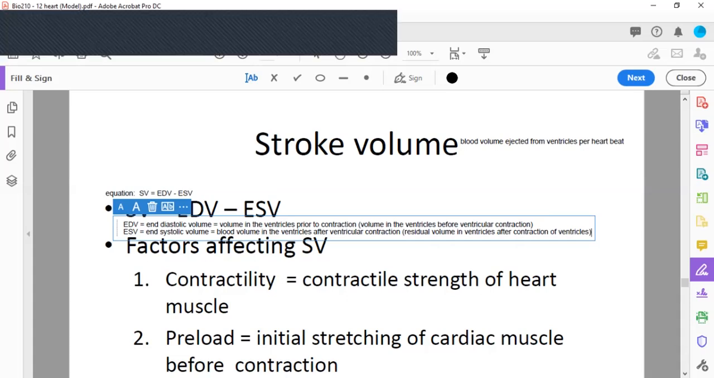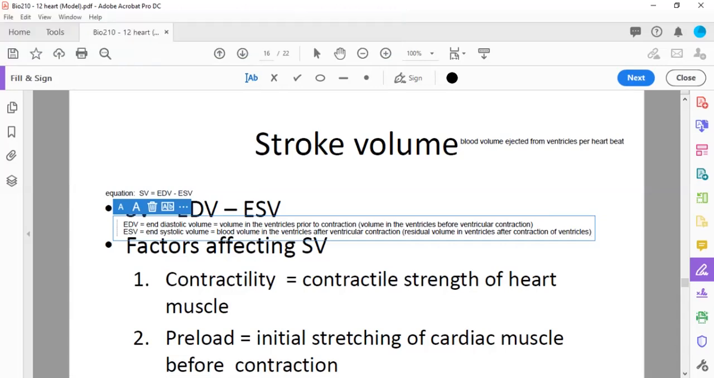So you take EDV, the volume in the ventricle before contraction, minus the ESV, which is the volume in the ventricle after contraction. The difference between the two values represents stroke volume, which is defined as the blood volume ejected from the ventricles per heartbeat.